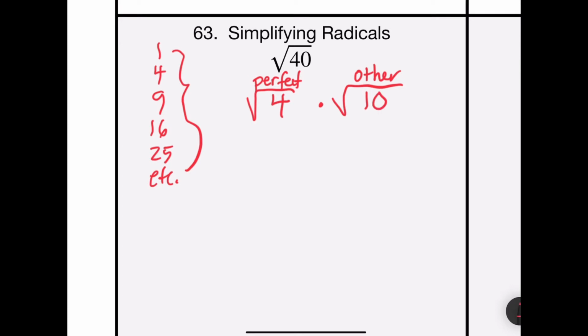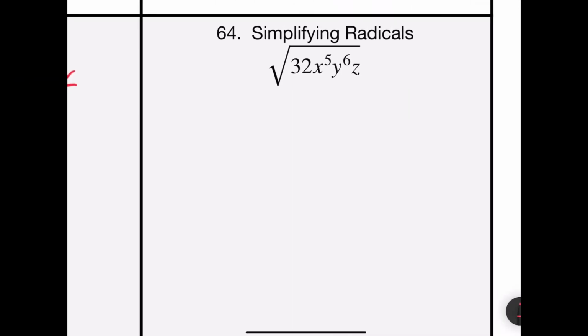The square root of 4 is 2. All I can do is express the other, and so my answer would be 2 times the square root of 10. Problem number 64 is also simplifying radicals. It says the square root of 32x to the 5th y to the 6th z.